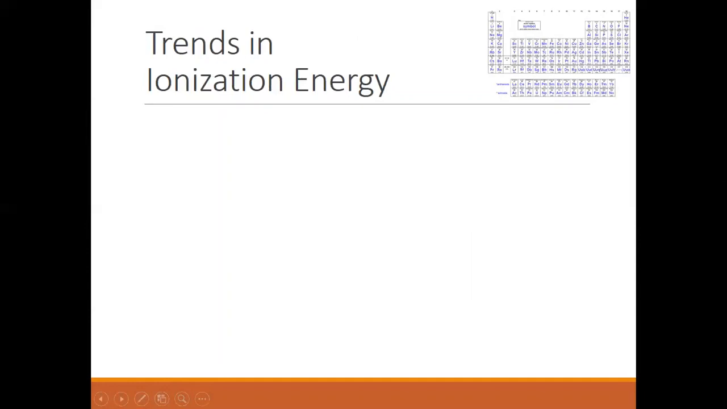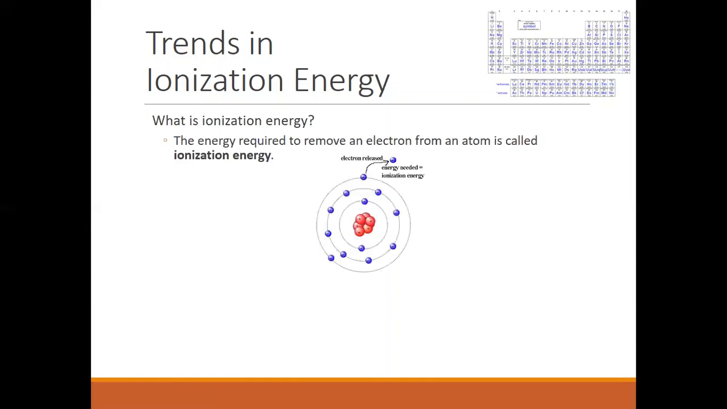Okay, the second trend is in something called ionization energy. You probably remember from earlier in the year that an ion is an atom that has gained or lost an electron. So the first thing that we're going to do is define this, and ionization energy is going to be the amount of energy required to remove an electron.